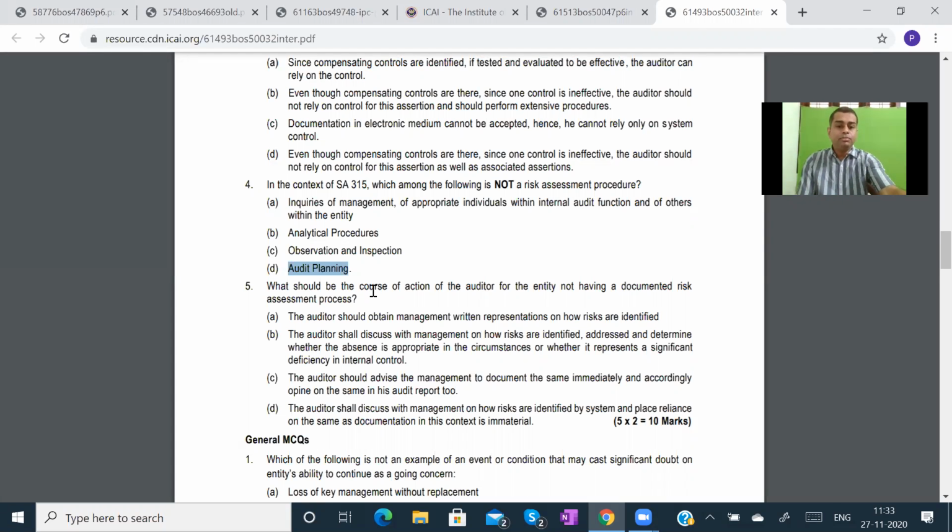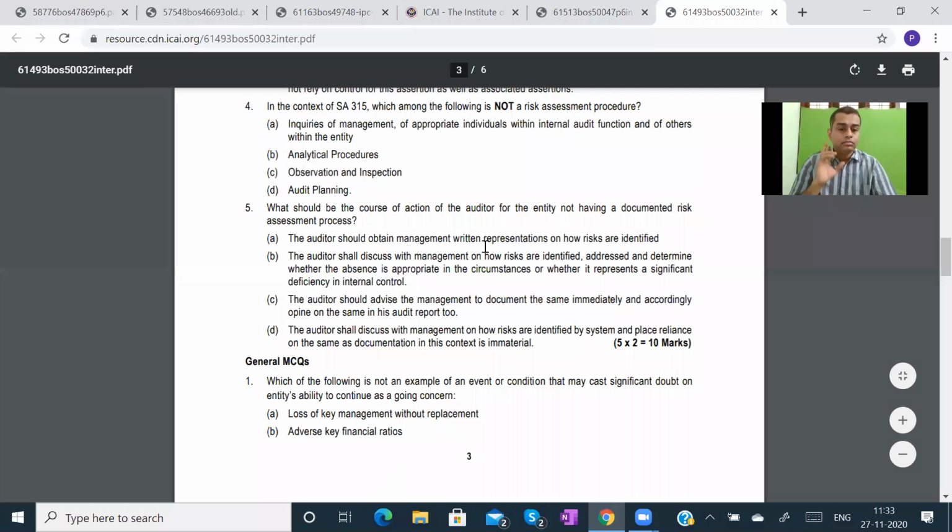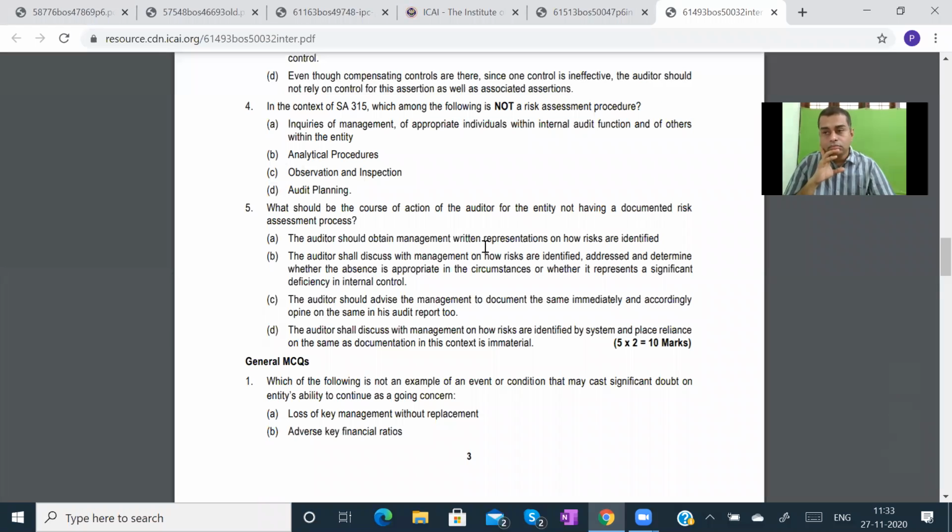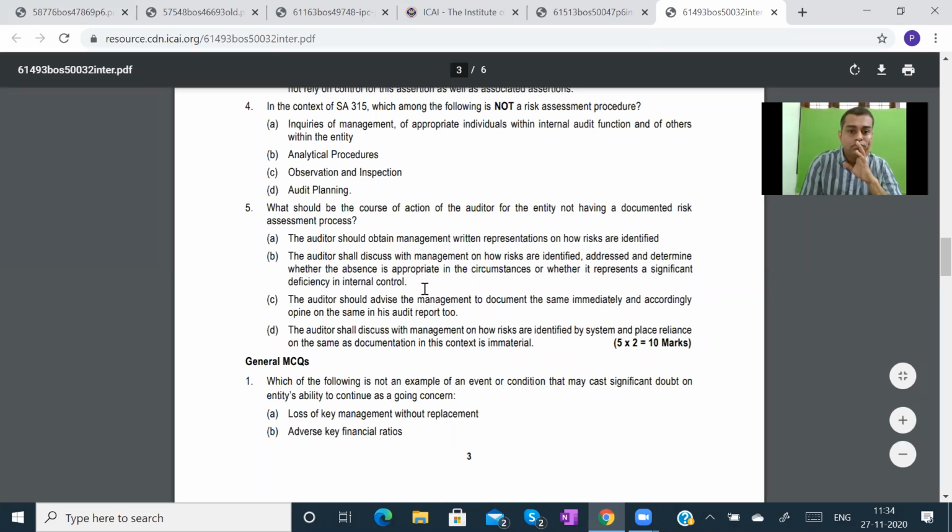Okay, read the fifth one. What should be the course of action of the auditor for an entity not having a documented risk assessment process? Option A, the auditor should obtain management written representation on how risks are identified. Option B, the auditor shall discuss with the management how risks are identified and addressed, and determine whether the absence is appropriate in the circumstances or whether it represents a significant deficiency in the internal control.